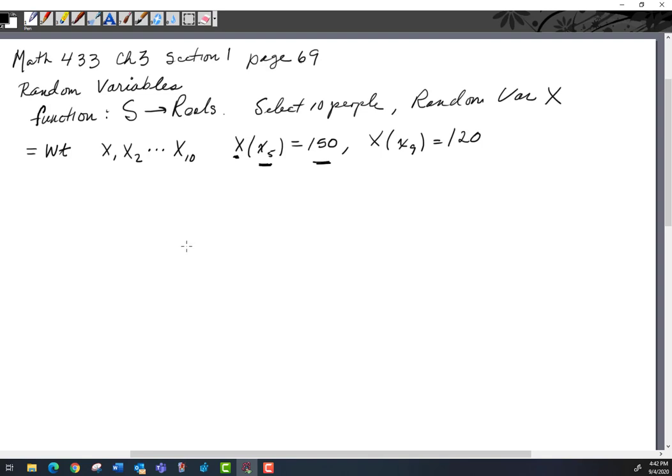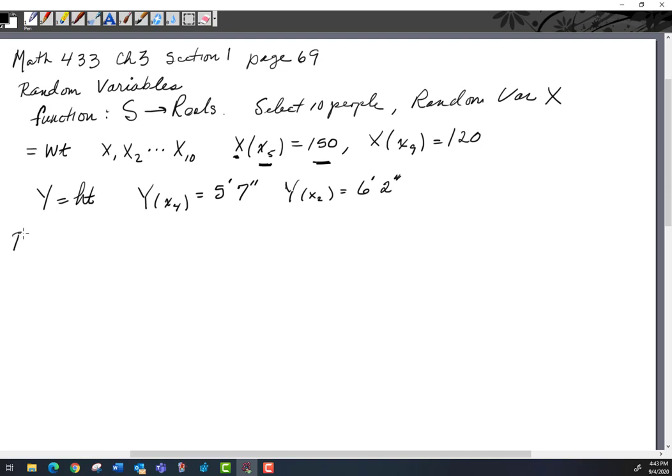Now, on a given experiment, you can have multiple random variables. So for the same 10 people, y could equal the height. And I'm going to keep the same notation here for people. I could talk about y of x4 would be, maybe that person was 5 foot 7 inches. And y of the second person, x2, might be 6 foot 2 inches. So you get the idea there.